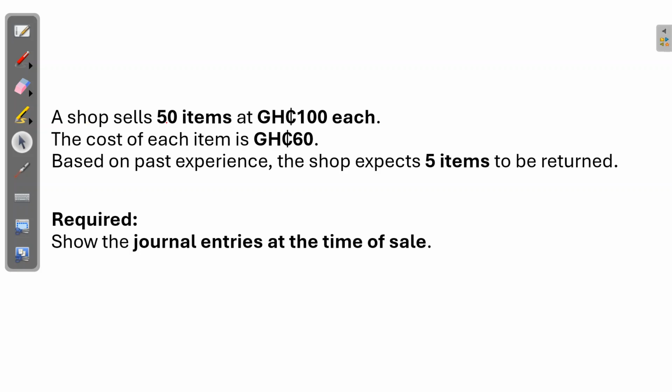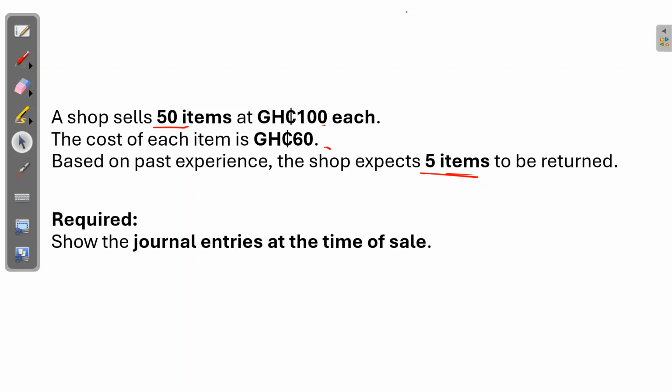A shop sells 50 items at 100 cedis each. The cost of each item is 60 cedis. Based on past experience, the shop expects 5 items to be returned. So even though they are selling 50, they expect that 5 of them will be returned. Required: show the journal entry at the time of sale.